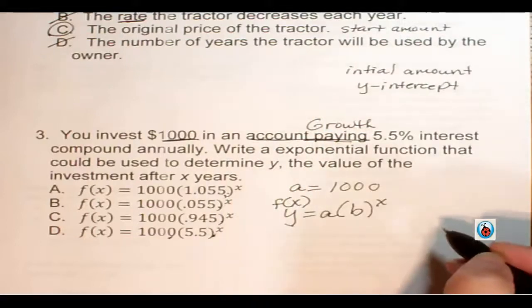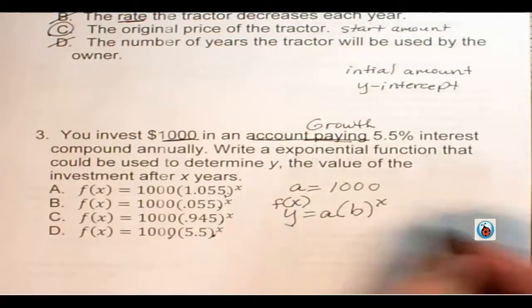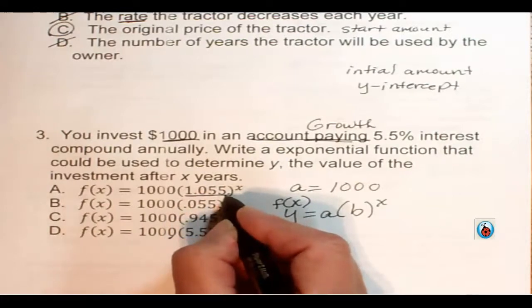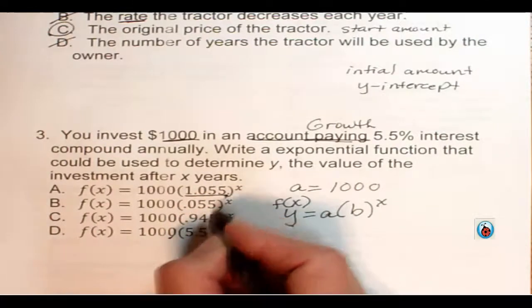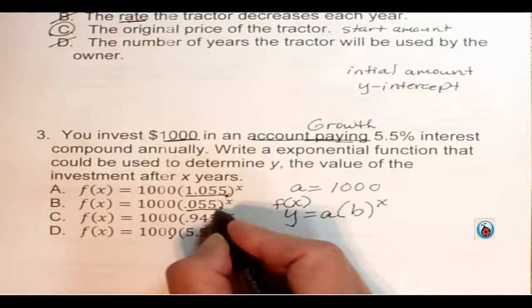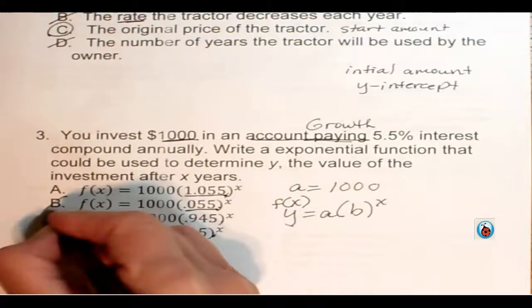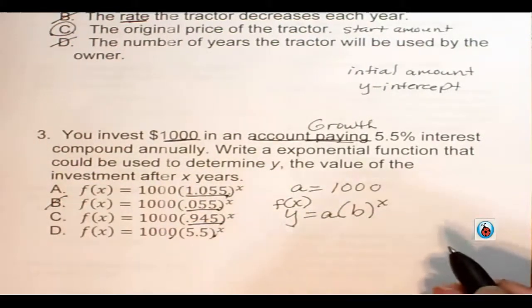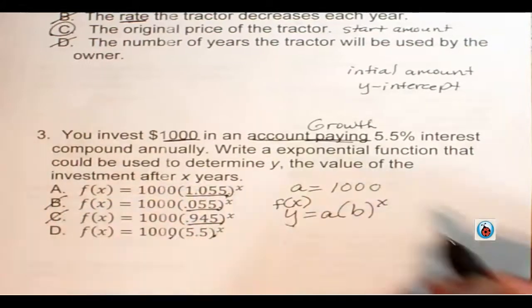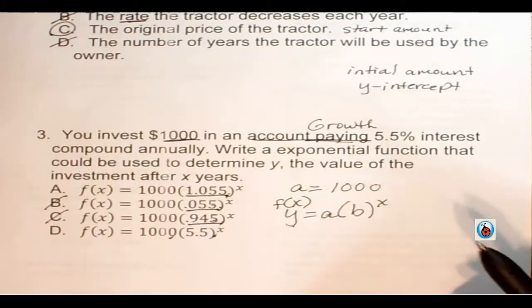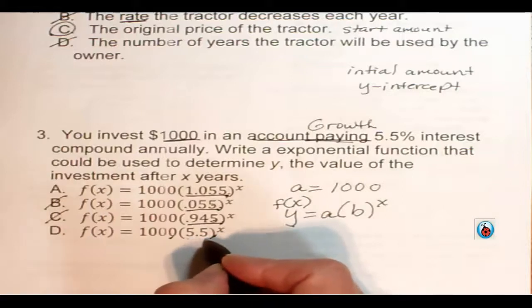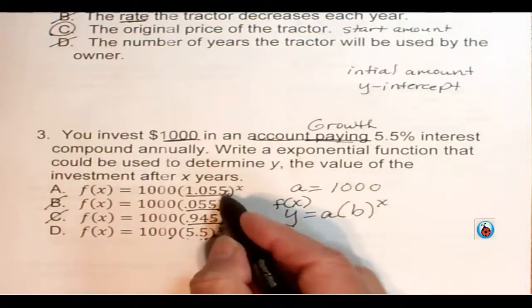Okay, so we're going to come over here and we're going to look and see, is this B greater than 1? Yeah, that one's greater than 1. Is this one greater than 1? No, 0.055 is not greater than 1. Is 0.945 greater than 1? Nope. That can't be the answer. Those would both be decay. Okay, this one right here, 1.055, yeah, it is greater than 1. So we've got to look at these two.